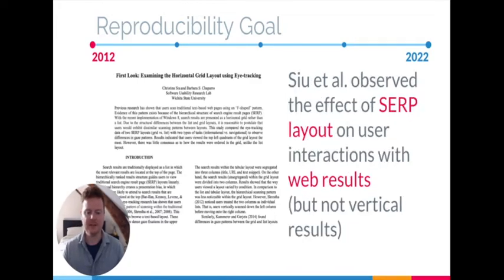Now, on the other hand, Siu and Chaparro observed the effect of SERP layout on user interactions with web results. They compared a list layout SERP versus a grid layout SERP. They only experimented with web search results and they did not include any vertical results. So, Nirmal, what are the different research questions that we're going to be addressing?